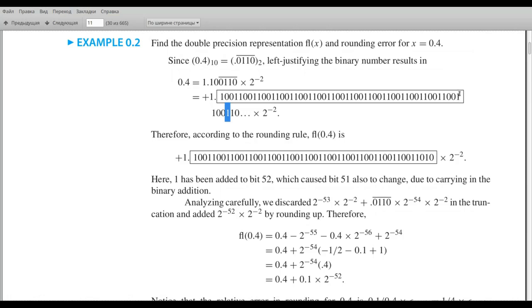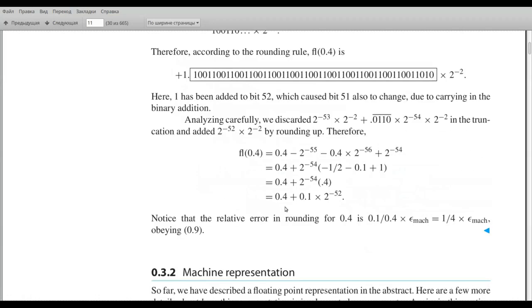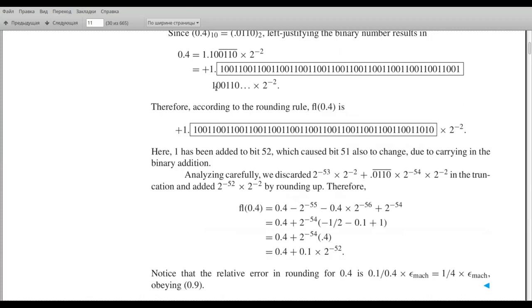So adding here, 1 plus 1 gives us 0 here and 1 here. The result is what we get after we added 1. If we add 1 to 0, 1, we are getting 2, and the representation of 2 is 1, 0, multiplied by this power. So it means that we added 1 to bit 52, which caused a change in bit 51 due to carrying in the binary addition. If we analyze carefully, what was thrown away here?